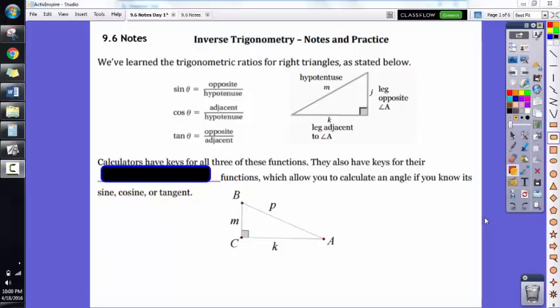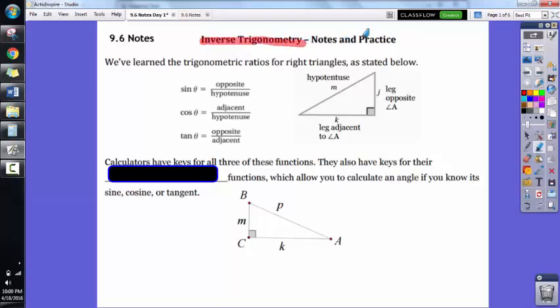With trig functions, sine, cosine, and tangent, you had learned how to find missing side lengths, and now we're going to look at inverse trigonometry. Think of the word inverse as opposite. So the opposite of finding sides would be finding angles. We learned that the trigonometric ratios for right triangles are: sine is opposite over hypotenuse, cosine is adjacent over hypotenuse, and tangent is opposite over adjacent.